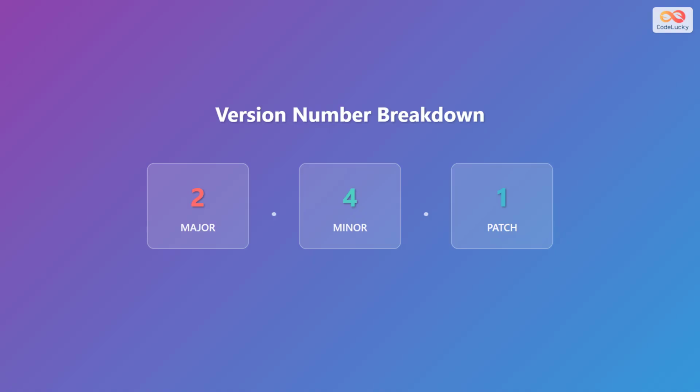Let's break down what each of these numbers represents. For example, let us consider the version number 2.4.1. The first number, 2, is the major version. The second number, 4, is the minor version, and the third number, 1, is the patch version. Each of these numbers is incremented based on the type of changes introduced in the new release.